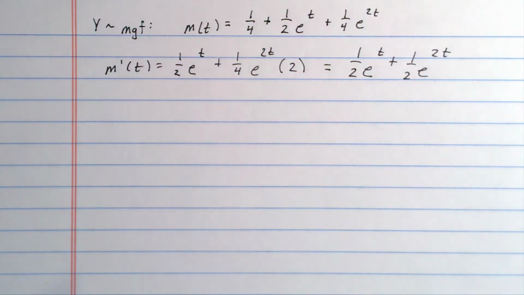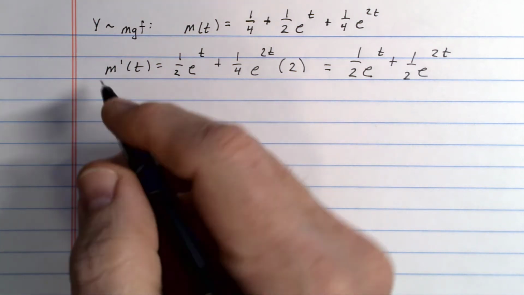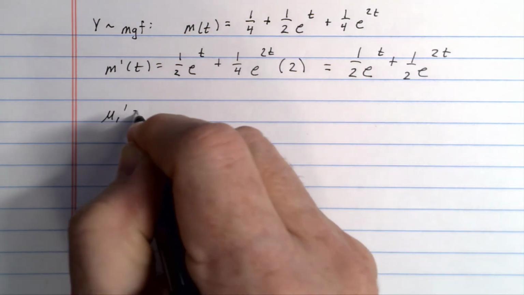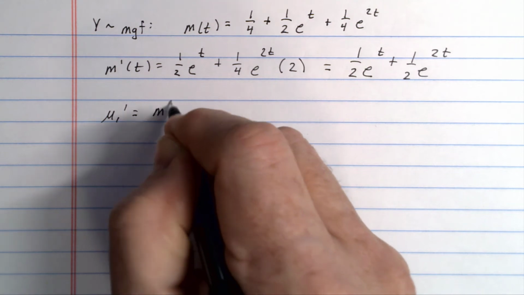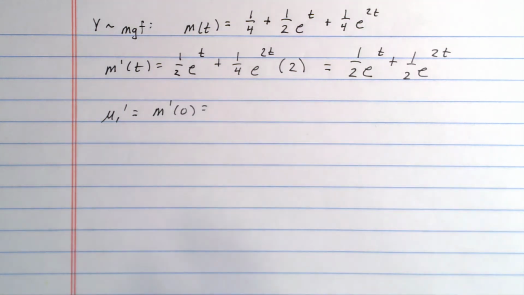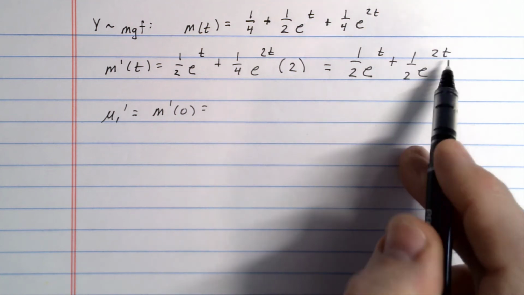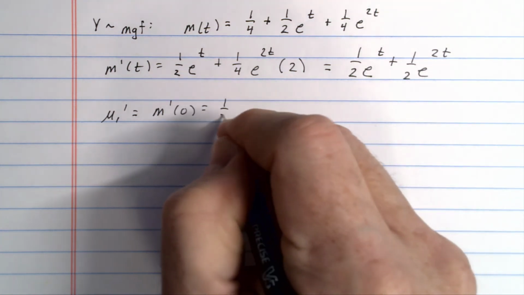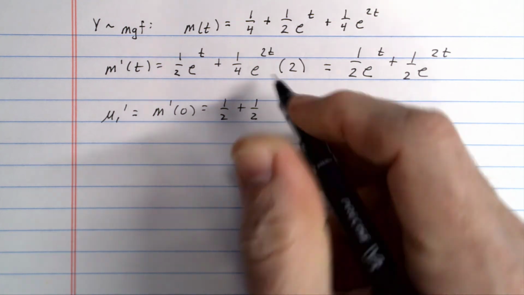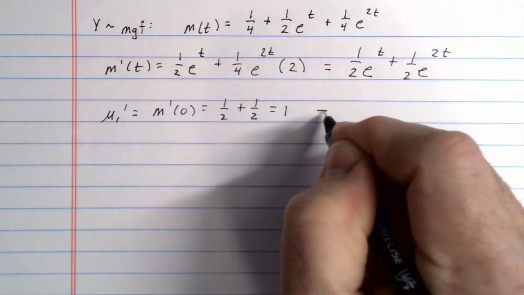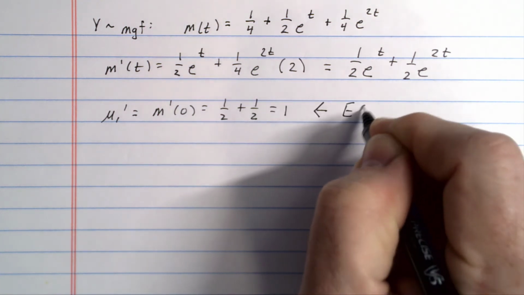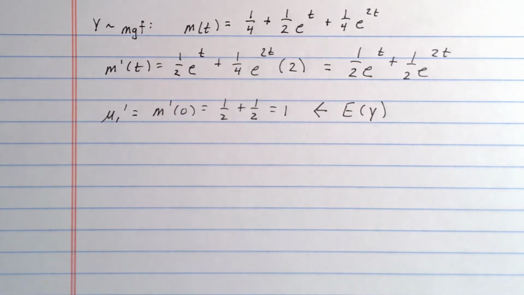And we might as well go ahead and find the first moment, which is just the expected value. So the first moment is m prime of 0. And we would just get 1/2 e to the 0 plus 1/2 e to the 0. That's just going to be 1/2 plus 1/2, which equals 1. And remember, this is your expected value, which is the mean.